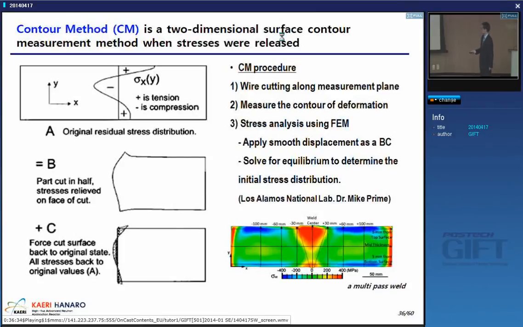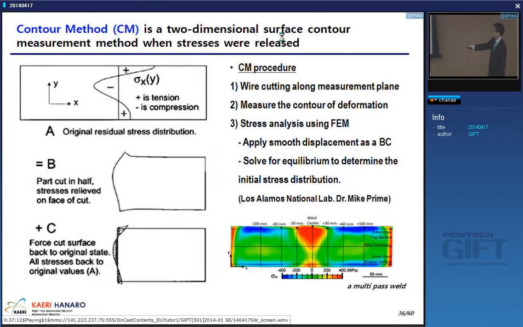I explained the contour method, the principle is like this. So I want to compare. We measured with a non-destructive method, but we can also compare using a destructive method. In the contour method, there is an object, and a stress distribution through the thickness is already built up. We cannot see it. But if you cut the sample very slowly with a very thin wire, a contour is developed, okay?